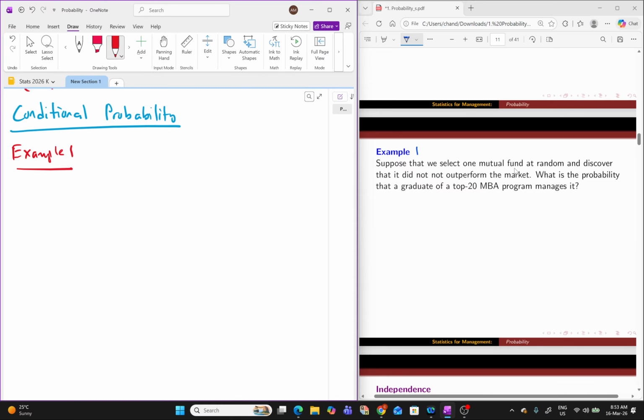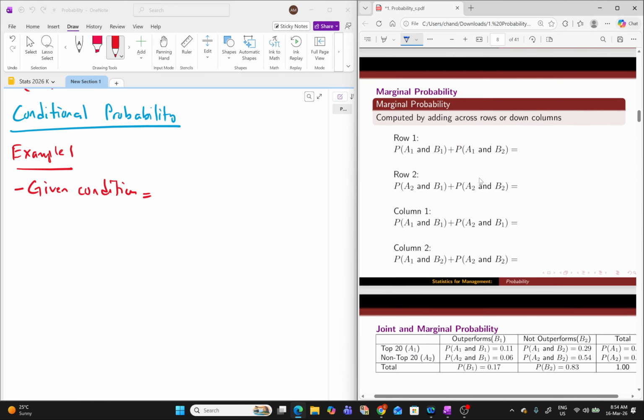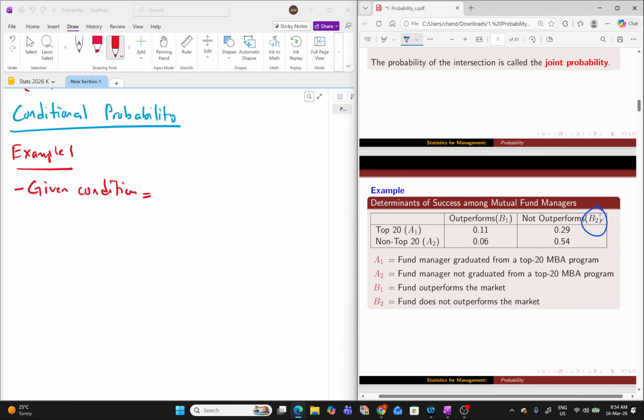Suppose that we select one mutual fund at random and discover that it did not outperform the market. What is the probability that a graduate of a top 20 MBA program manages it? So given condition, what is the given condition here? The given condition is that we select one mutual fund at random and discover that it did not outperform the market. Did not outperform the market is B2. So the given condition is B2.